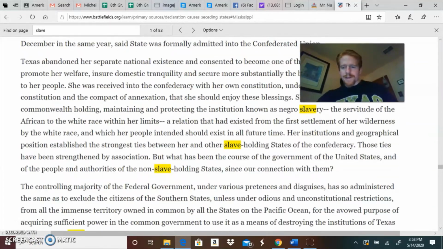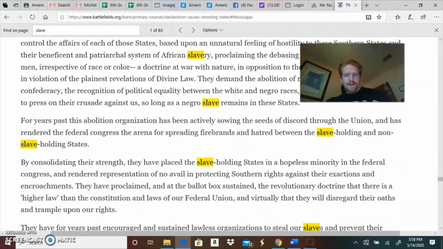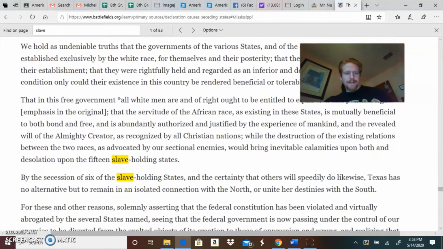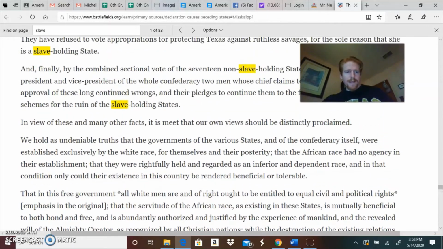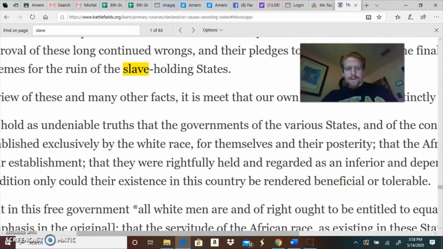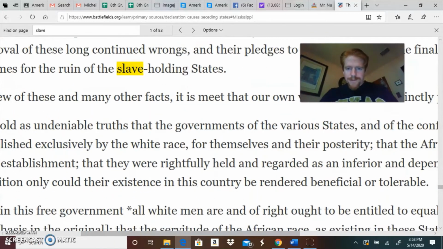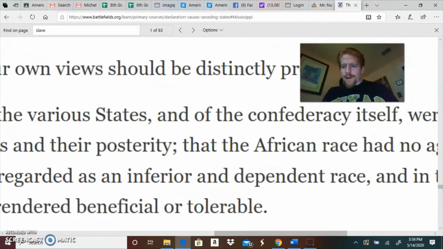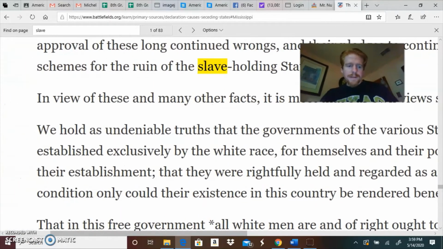And I wanted to show you our state, Texas. They say something pretty provocative. If I can find it here. It says, we hold as undeniable truths that the government of the various states and of the Confederacy itself were established exclusively, or only, for the white race, for themselves and their posterity, which means their future, and that the African race had no agency, it had no part in, it didn't have anything to do with this establishment.